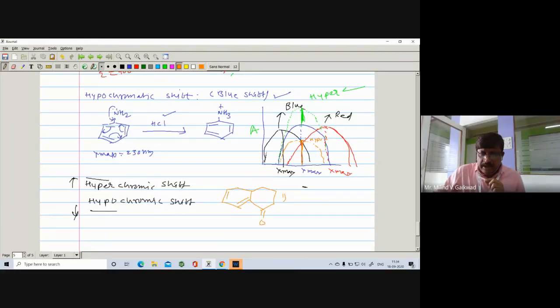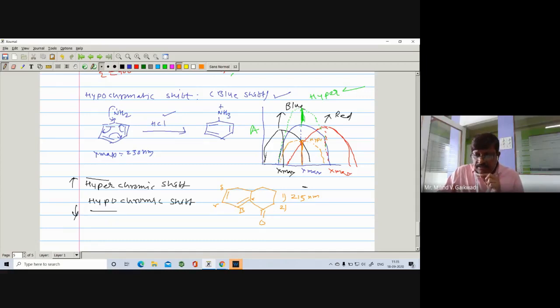Firstly, look here. It is your CO group: alpha carbon, beta carbon, gamma carbon, and delta carbon. Right? The basic value is for a 6-membered ring. So what is the basic value? 215 nanometer. Number 2: is there an extra double bond in the conjugation?